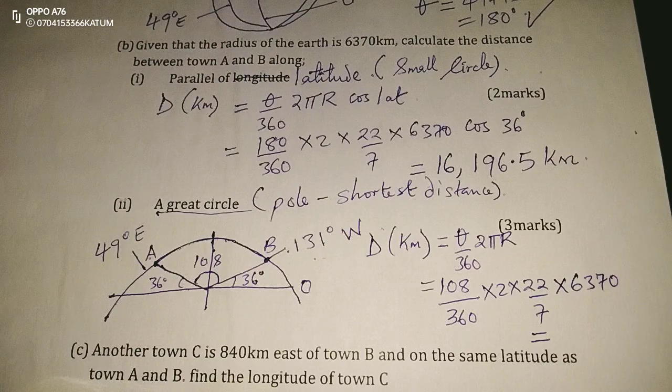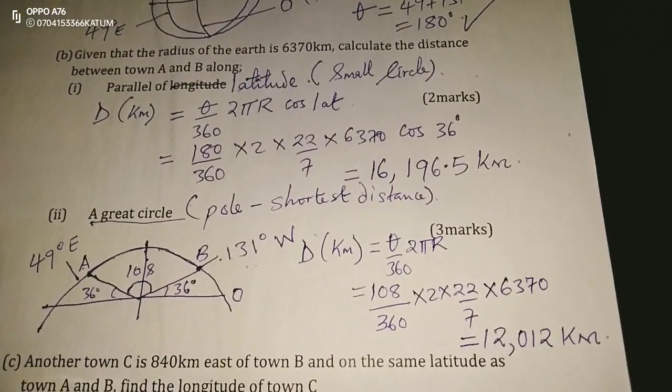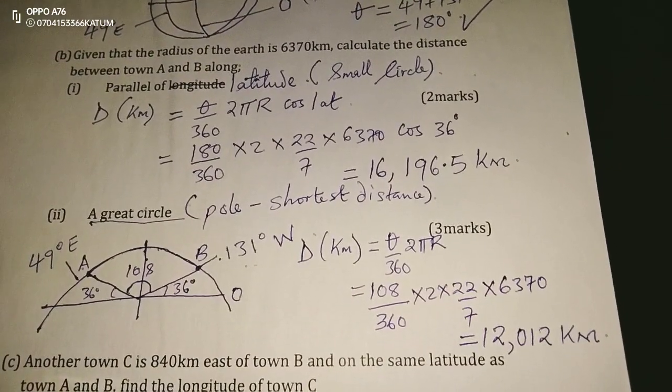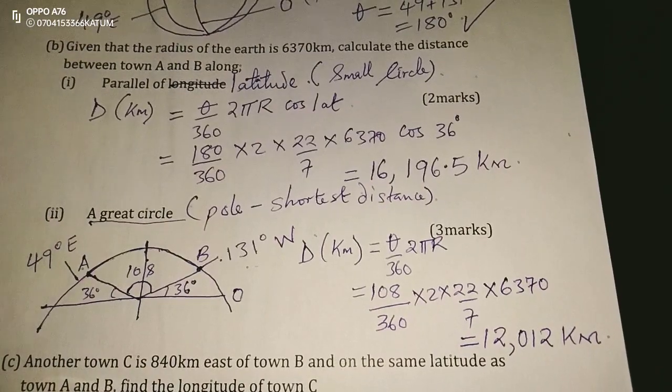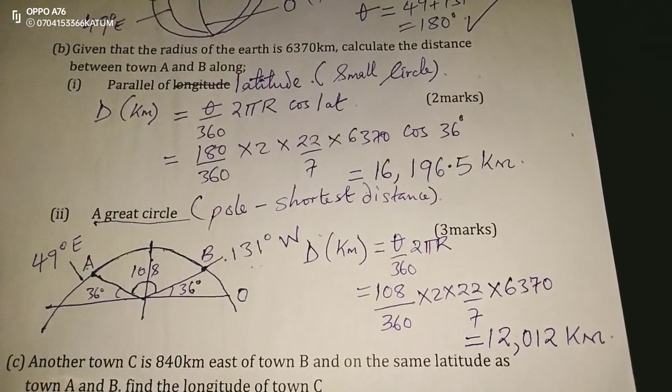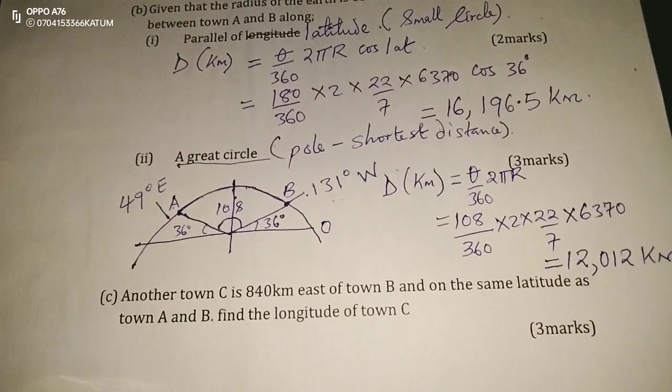So 108 times 2 times 22 times 6370, then we divide by 360 by 7. This is going to be 12,012 kilometers exactly. This is the exact distance along the great circle. So that is how we obtain the distance.